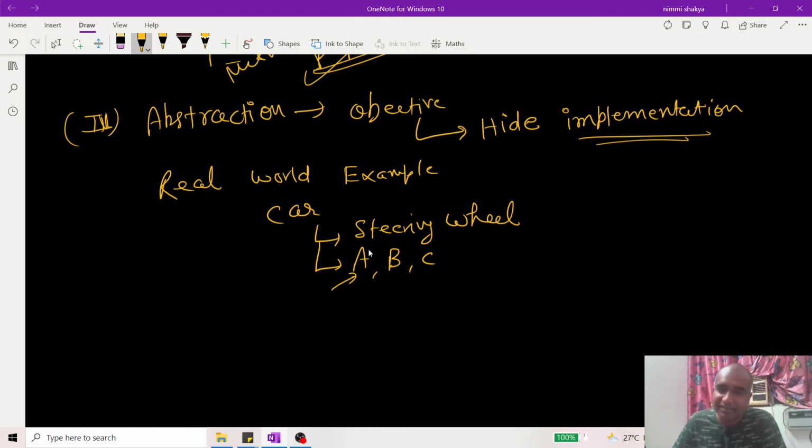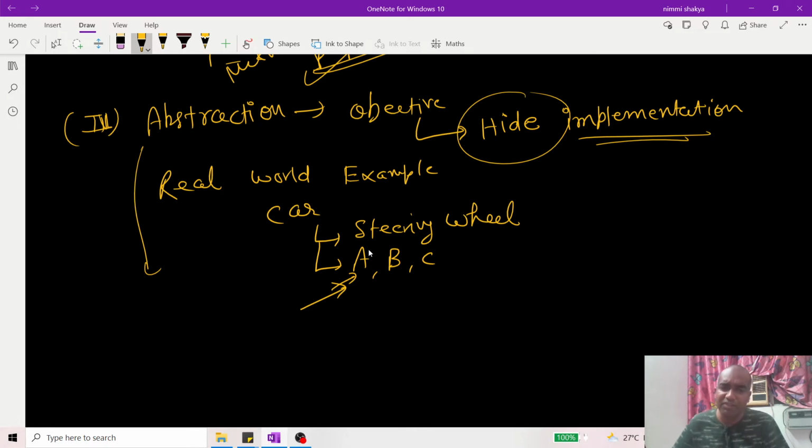When you press the accelerator, there is a mechanism, there is engineering behind the scene, a functionality which is actually increasing the speed of your car. But how is it accelerating? What is the engineering behind it? That has been hidden from you. You just need to push the pedal and your car accelerates. So whenever we are hiding the implementation, we say that we are implementing the abstraction concept. Hiding the implementation is abstraction and hiding the data is encapsulation. So this is all about abstraction.